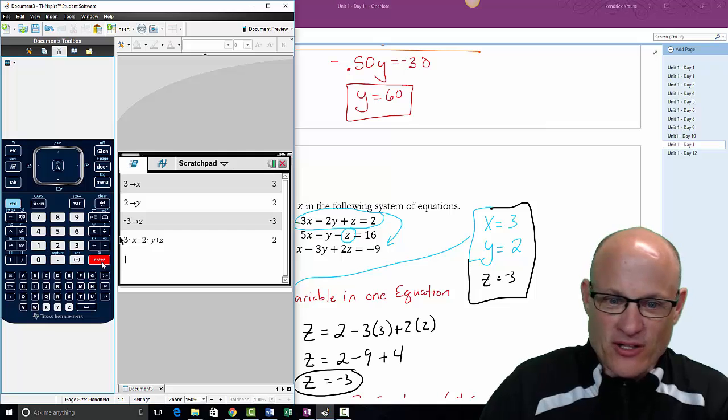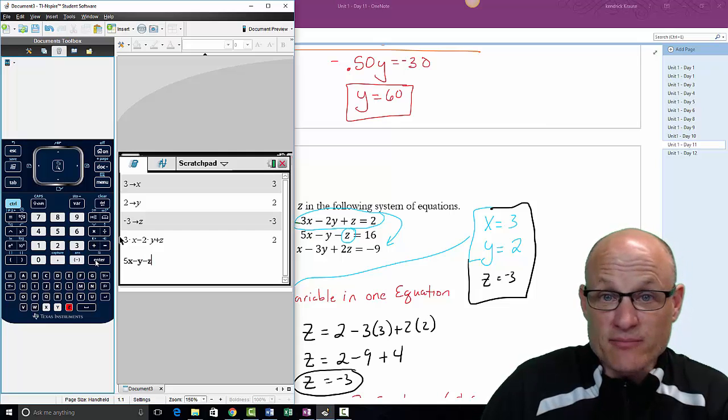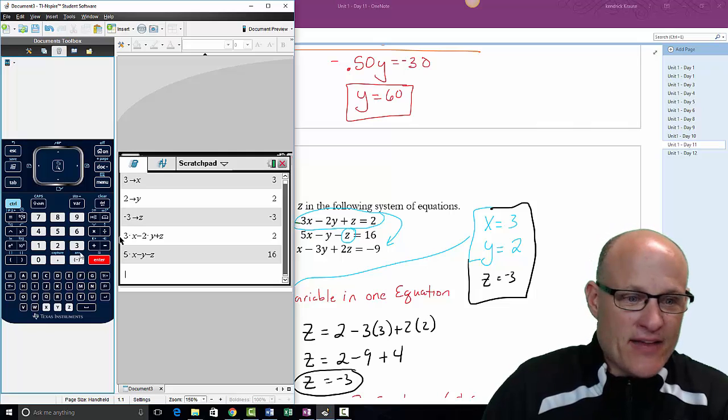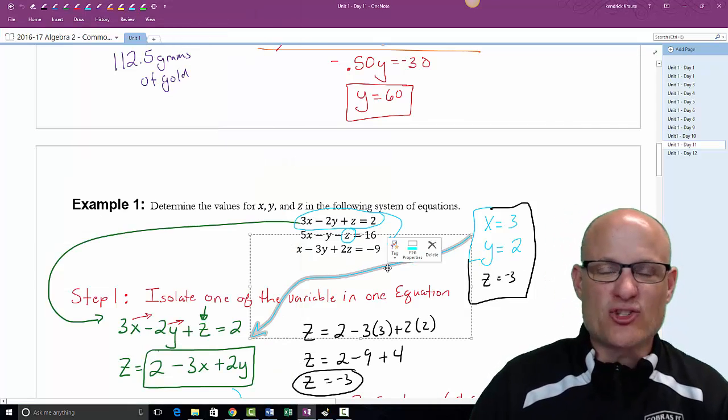Got the right answer so far. Let's check 5x minus y minus z. If I'm right, it should be 16. 16! And then x minus 3y plus 2z. And negative 9. And it works. There's my answer. There's a simple way to check that answer.